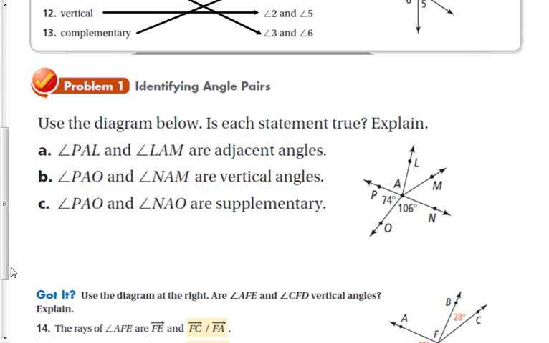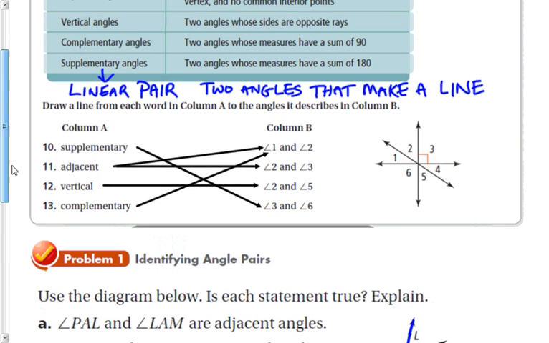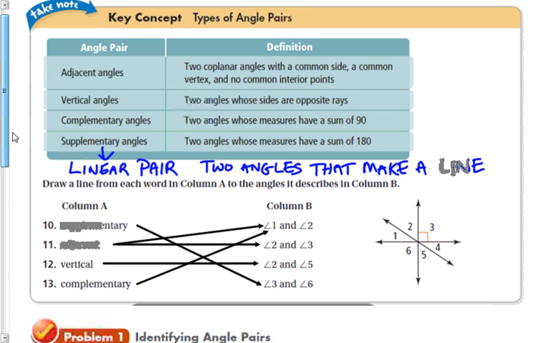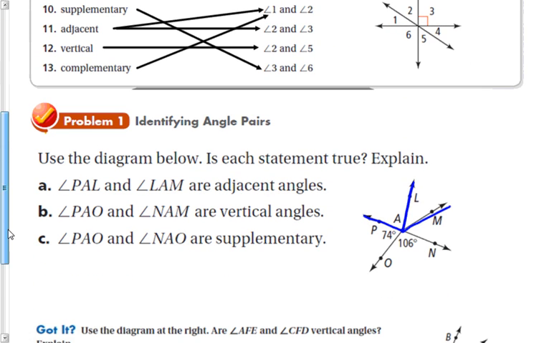Using the diagram below, is each statement true? Explain. So angle PAL, look at that one, and angle LAM, that would be that one, are adjacent angles. Going back to the definition, to be adjacent angles, they need to be two coplanar angles with a common side, a common vertex, and no common interior points.